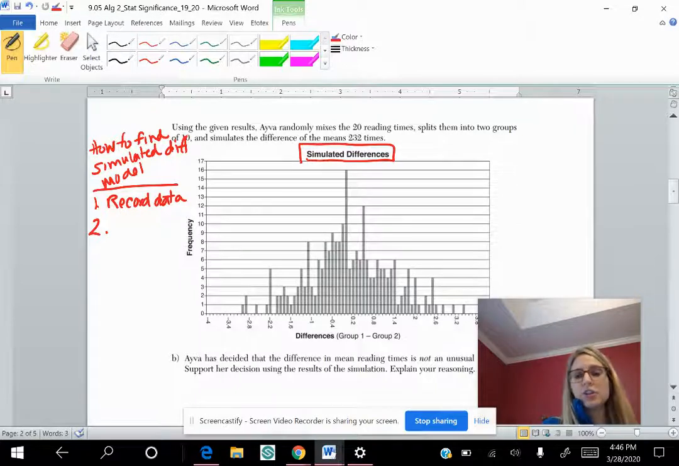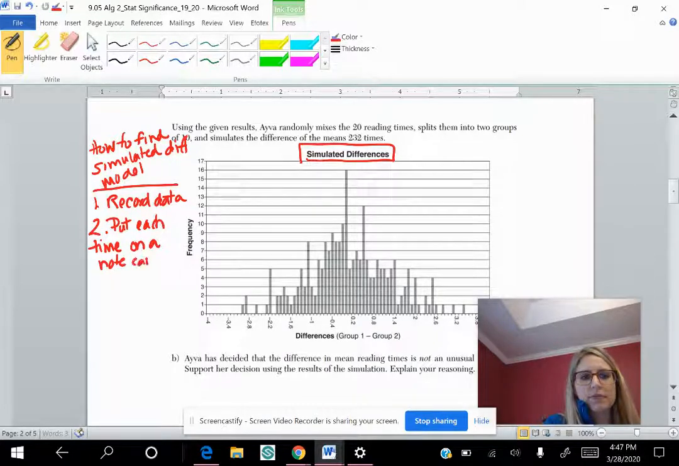Then what you're going to do is you're going to put each time, and this is the way to do it without a computer, because obviously it's going to be a lot easier if you have a computer and you can make it faster and you can do a lot more simulations and re-randomizations. But just so you get the idea of what a computer would be doing, we're going to put each time, so each person's time, on a separate card. So like on a note card. Okay, so we took all our note cards and we write out what their time was.